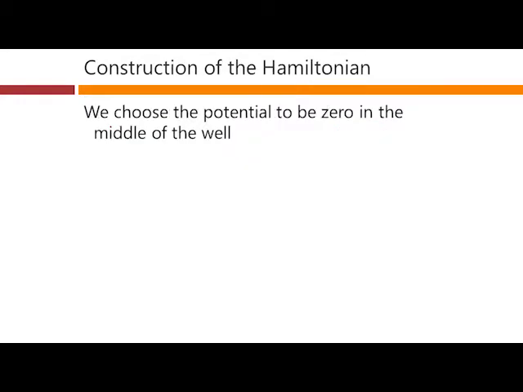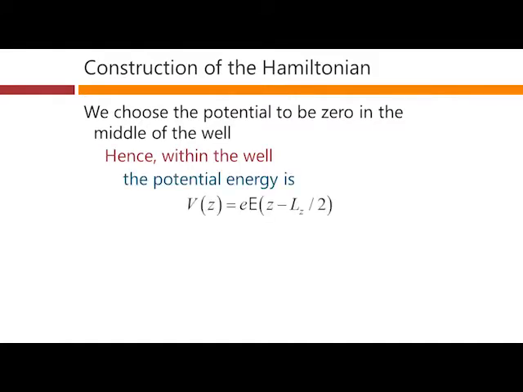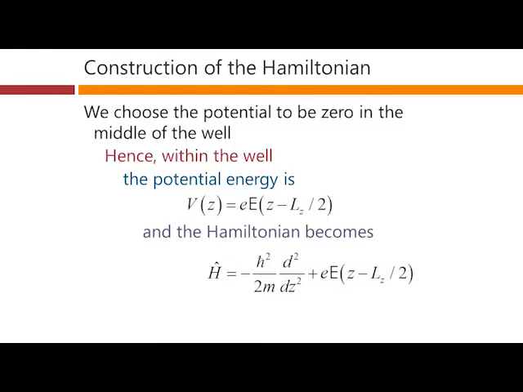Now, in this problem, we're going to choose the potential to be 0 in the middle of the well. Hence, within the well, the potential energy is little e, the electronic charge, times the magnitude of the field, times the position relative to the center of the well, so that when z is equal to Lz over 2, that is, in the middle of the well, the potential energy would be 0. That's just a convenient choice for us. It doesn't actually matter what we choose, but we'll choose this one for convenience. So the Hamiltonian becomes, as usual, our kinetic energy term here for this one-dimensional problem, and then here explicitly is our potential energy term.